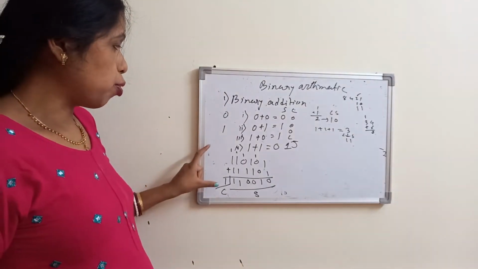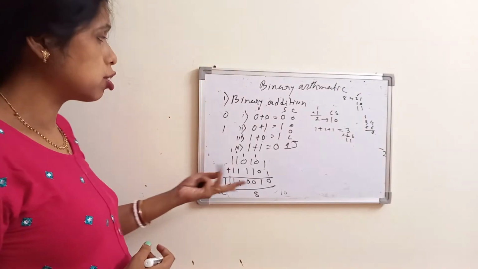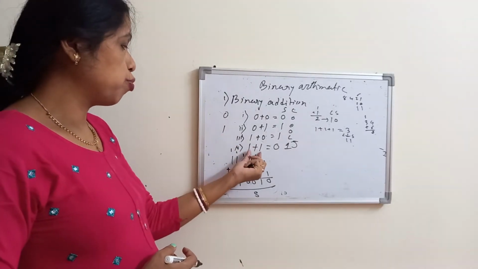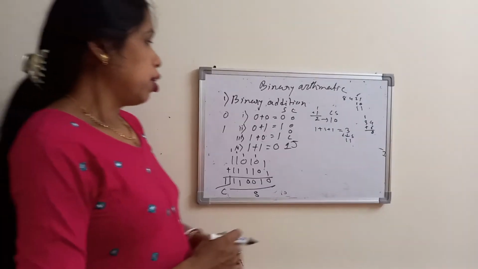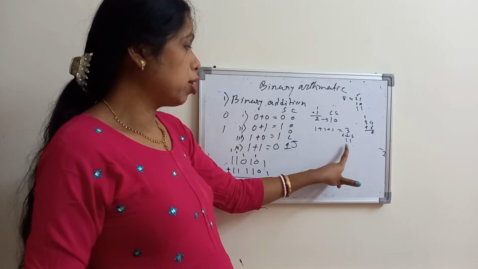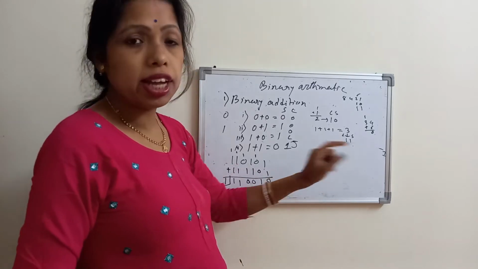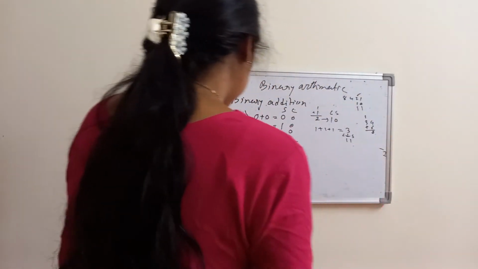Okay, this is about the binary addition. You can do any kind of binary addition. Binary addition is simple. Just remember, if you add two 1s, you will get sum 0 and carry 1. If you add three 1s, you will get carry as 1 and sum as 1, and so on.